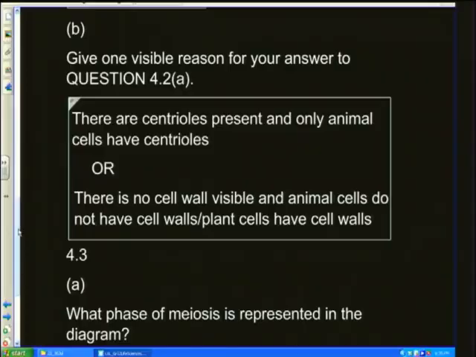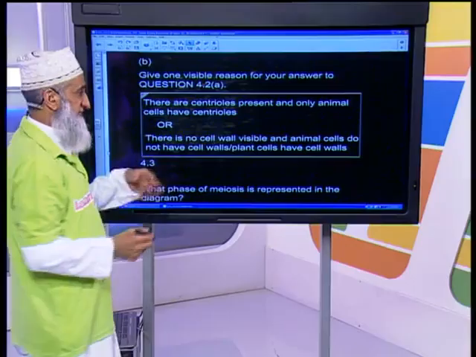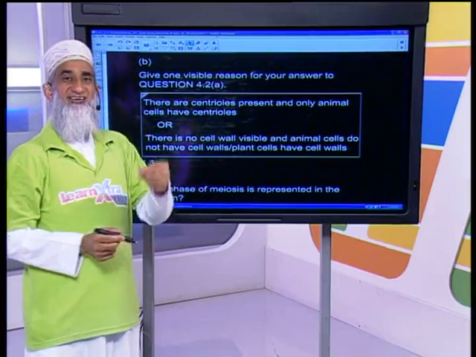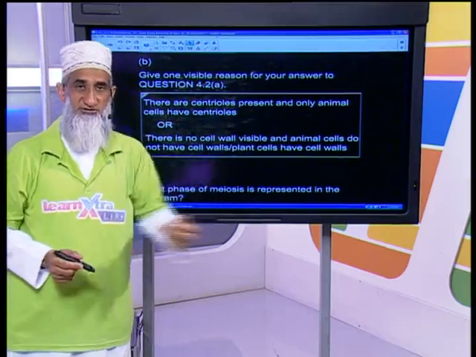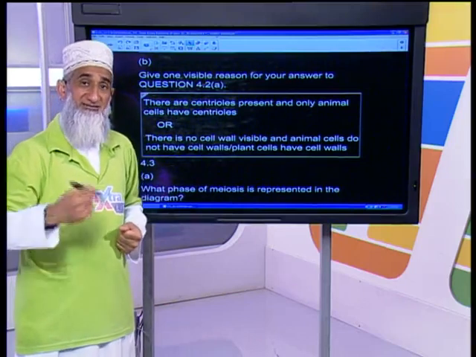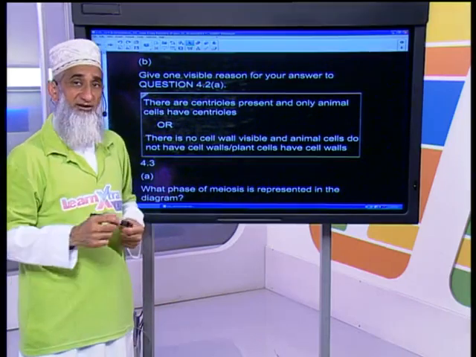Now, the one is that there are centrioles present and only animal cells have centrioles, or there is no cell wall visible and animal cells do not have cell walls, plant cells have cell walls. Remember when you're giving differences also, try to say, instead of saying it does not have a cell wall, say that this cell has as an outer covering a cell membrane, a positive reason. Whereas plant cells have as their outer covering a cell wall.